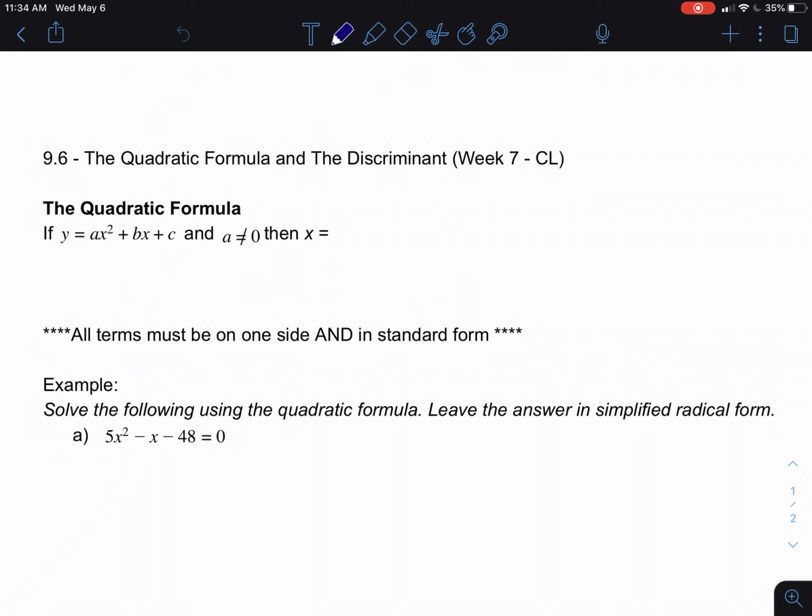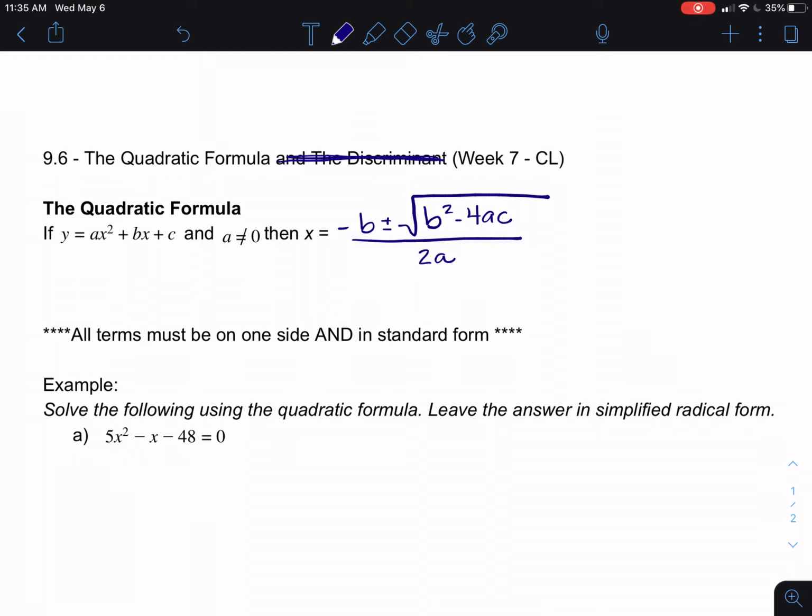All right, this week we're going to learn the quadratic formula. We talked about the discriminant last week, so we're only going to look at how to solve using the quadratic formula. So this will work for any type of quadratic equation. So if y equals ax squared plus bx plus c, and a does not equal 0, then x equals negative b plus or minus the square root of b squared minus 4ac all over 2a.